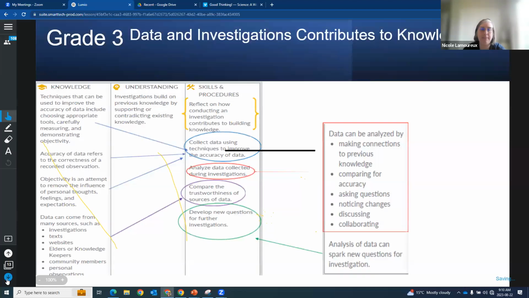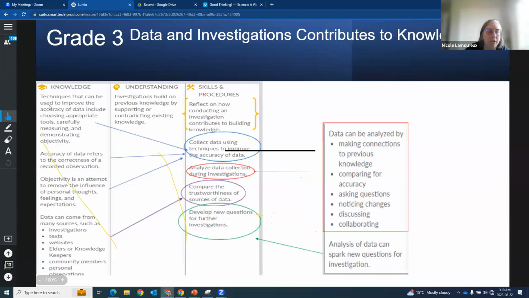And if we look at the cusp, there's only one. So we have lots of circles here. If this was in PowerPoint, it would have been one at a time. But anyways, look at the light blue first: collect data using techniques to improve the accuracy of data. Well, that's a lot to unpack here. So they've done that under the knowledge statements, right?